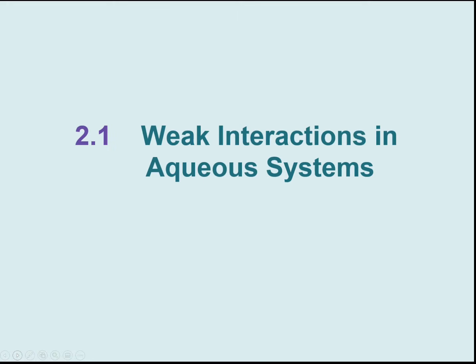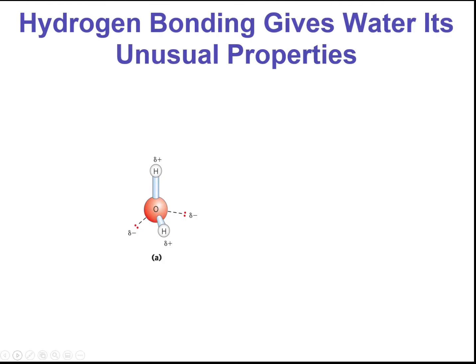We're going to start with weak interactions in aqueous systems. We're going to talk about water. Before we start talking about the properties of water, we need to discuss the molecule. So water is H2O.